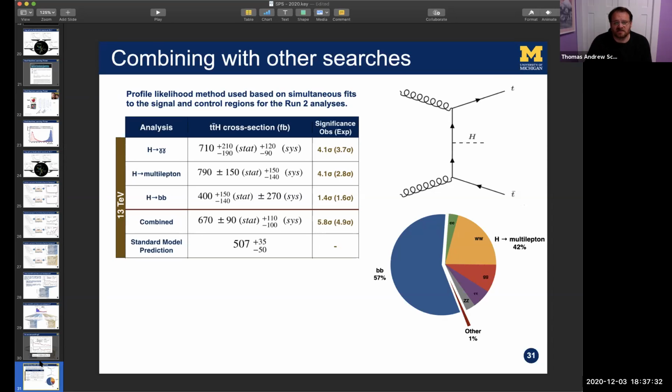So this is the observation of this very important process that people have been working on for a couple of decades, actually. You can see that 670 should be compared to the standard model prediction, the theoretical stuff, right, from the Lagrangian all the way back. That's just one step below, 507. So you can see that we see a little bit more than we thought we should, but not statistically significant enough.